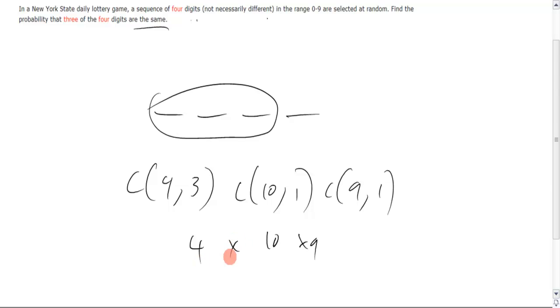So the answer here, I believe, should just be 10 times 9, which is 90. 90 times 4. If my brain is working, that makes 360. Well, it would be easier: 4 times 9, 360. Yeah, 360. So now, the numerator, 360.